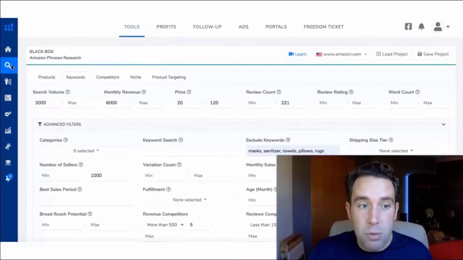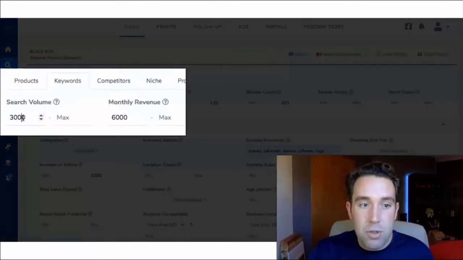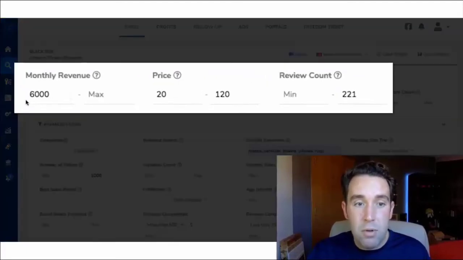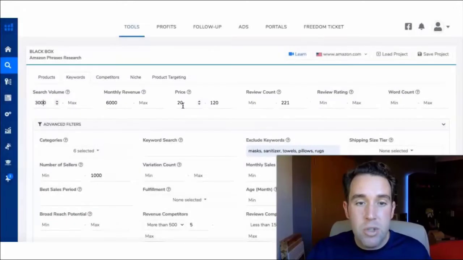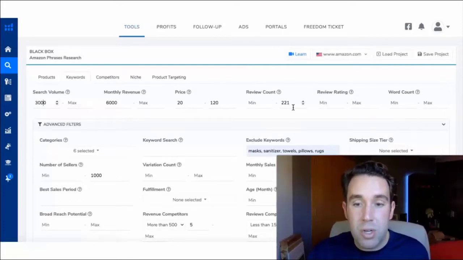I'm inside Black Box, guys. We're going to go to Product Research and then Black Box. Then the next step, we're going to go to the Keywords tab. Then down below, minimum search volume. We want a minimum of 3,000 people per month searching for our products. Monthly revenue, minimum 6,000, no max. Price, 20 to 120. I've found selling products over $50 myself, I make the most profit and have the most profit margin left over for marketing, PPC and fees. Review count, I'm going to do a max since this is a whole category or a whole niche of product ideas and not just individual products, one by one, since we're under the Keywords tab, of max 221.